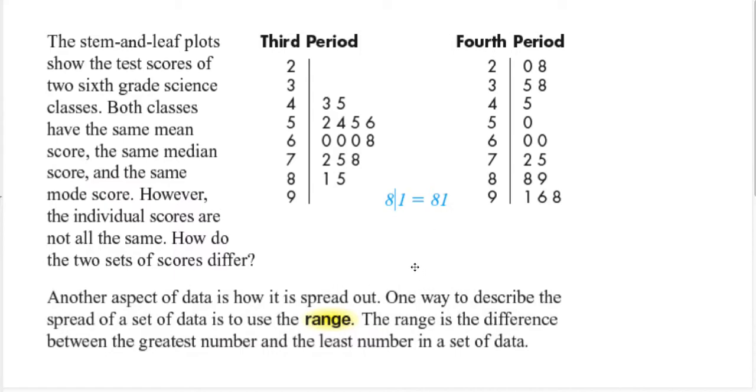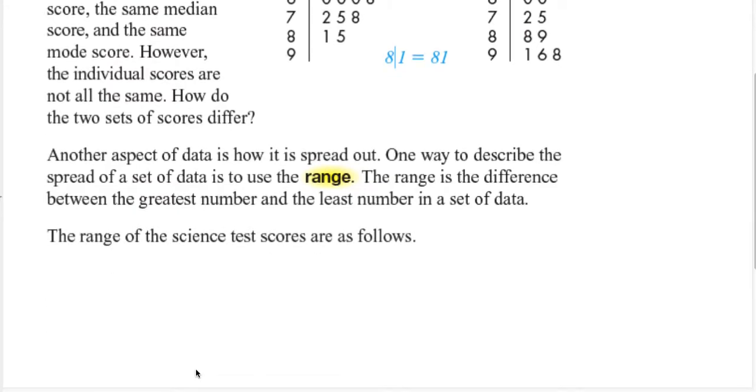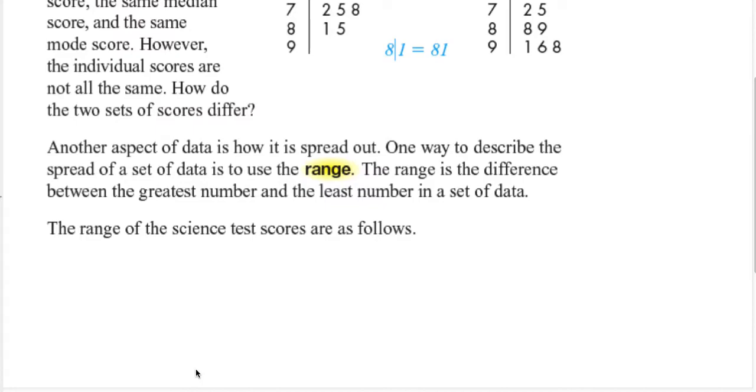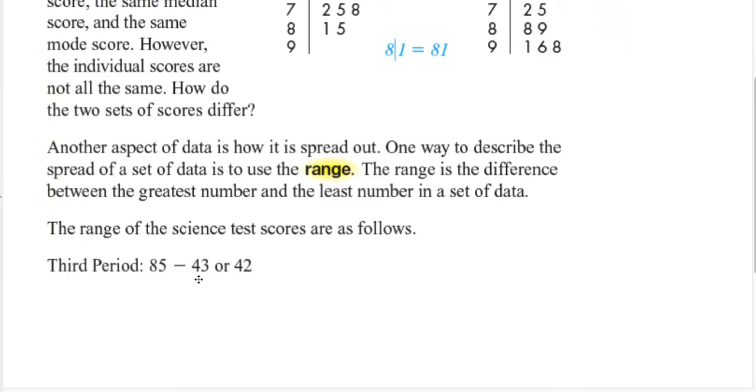Another aspect of data is how it is spread out. One way to describe the spread of data is to use the range. The range is the difference between the greatest number and the least number in the data. In this case, the range for the science test scores are as follows. From the third period, the greatest number is 85 and the least number is 43. So the range for the third period is 42.